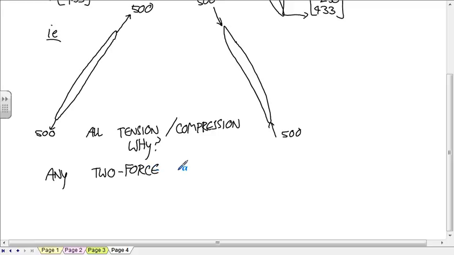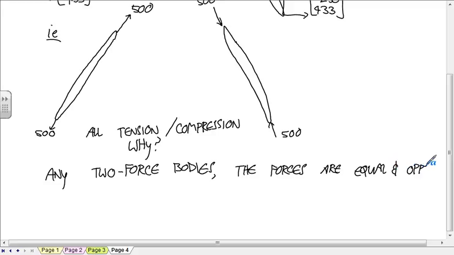So two-force bodies, anytime you have these, the loads, the forces, are equal and opposite. And not only that, but they act parallel to the line between the two joints.